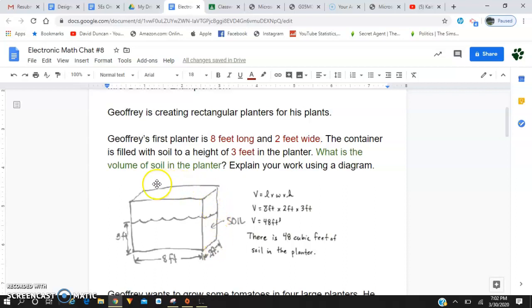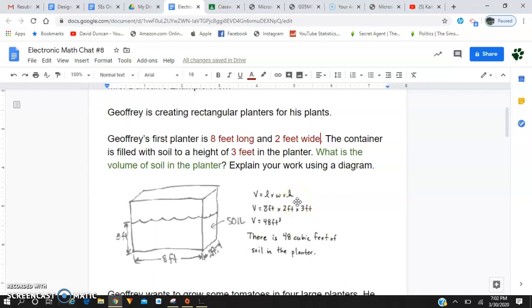So, here's my planter. I know my planter is 8 feet long and 2 feet wide. I do not need to know how tall the planter is because I'm not trying to figure out the volume of the planter. I'm trying to figure out what the volume of the soil in the planter is. And I know that the soil is 3 feet tall. So I have my formula written down right here.